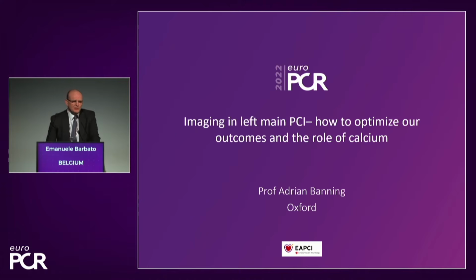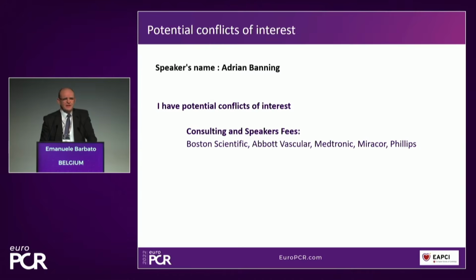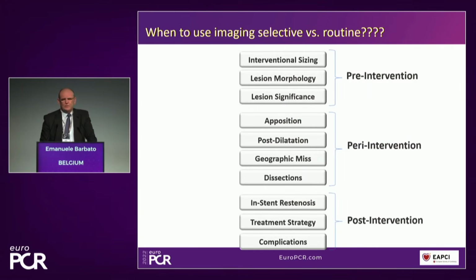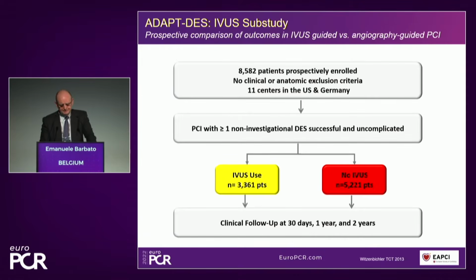My task is to ask you all why you're not using imaging and to challenge you really with the data that we have. So what will imaging show me in my routine PCI practice? It'll help me size, it'll show me what the lesion is like that I'm treating, and it can even tell me whether the lesion is significant. During the intervention, it can tell me whether the stent is apposed, whether it's optimally dilated, whether I've put it in the right place, whether there is dissection. And of course, there are special subsets where imaging could be considered mandatory, particularly in stent restenosis, and I would contend probably the left main.